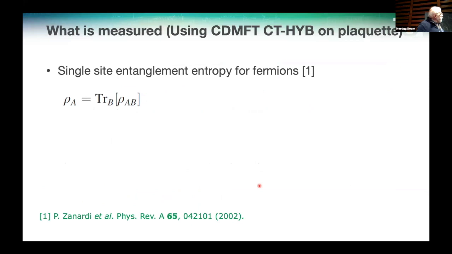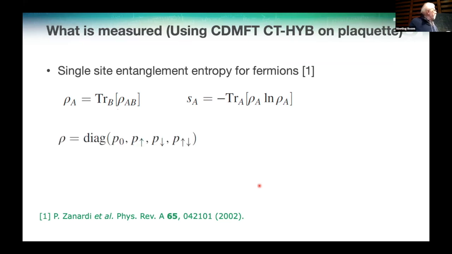Single site entanglement entropy for fermions is described as follows. You get a subsystem, let's call it subsystem A, which is obtained by tracing over the rest of the system. That gives you the so-called entanglement entropy. How can they measure that and how can we compute this?